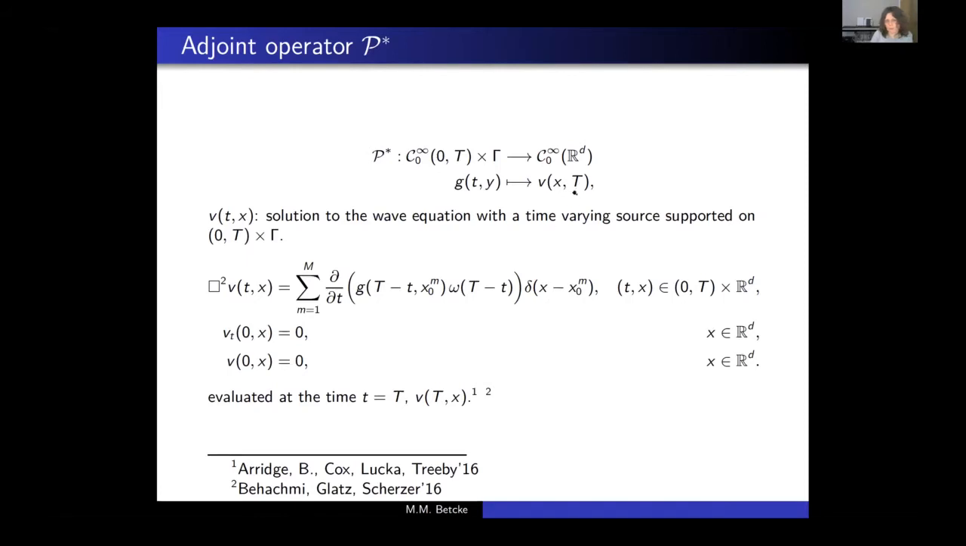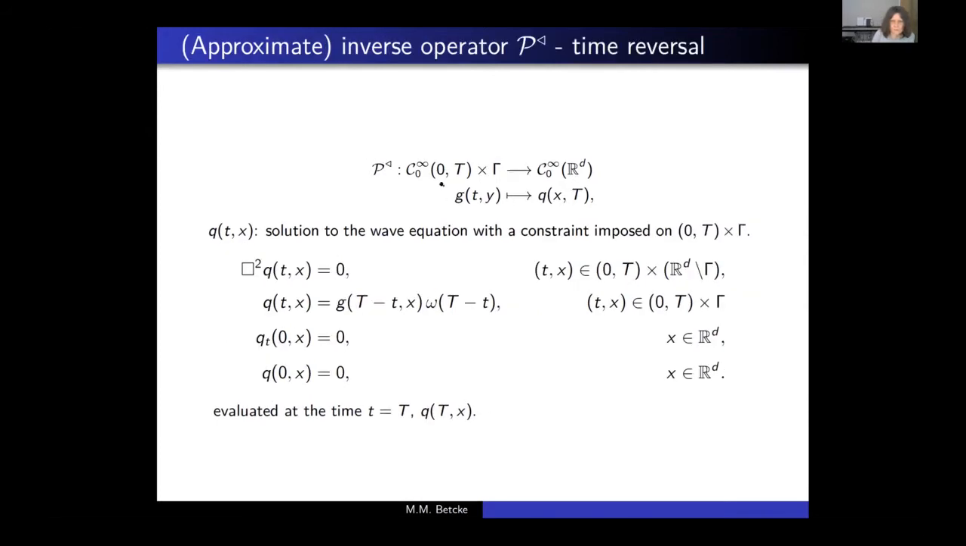Capital T, which is the time that we consider that the wave has left the compactly supported object, the wave has left the domain. Okay, so there is also a notion of inverse operator in photoacoustics.